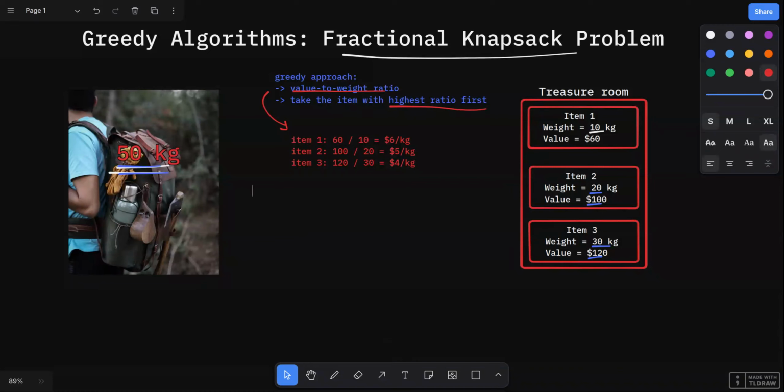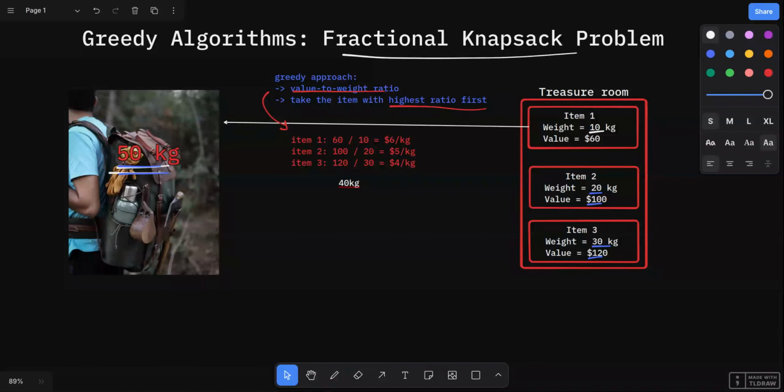So in total we're going to have about 40 kgs left. So we're going to take the first item and add it to our knapsack, like that, and then we're going to remain with 40 kgs, right? With the 40 kgs that we have left.